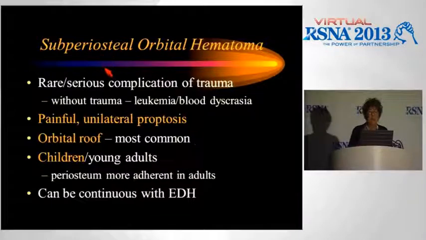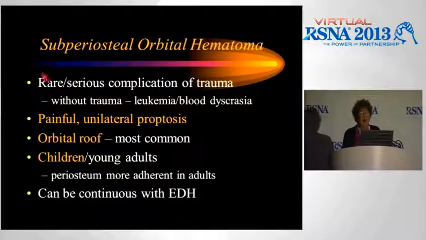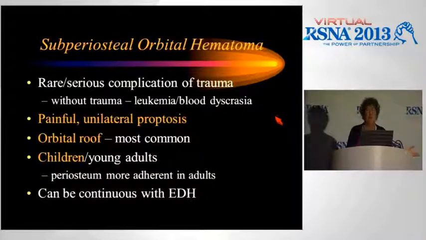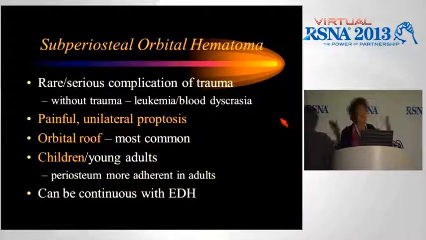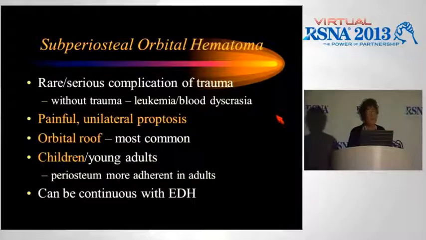Now, the other thing that you might get involved with are these spontaneous subperiosteal hematomas. And they're very rare. It is a serious complication of trauma, but in the non-traumatic setting, it happens in people with blood dyscrasias and leukemias and entities such as those. Painful unilateral proptosis. Well, what do people with pseudotumor show up with? Painful unilateral proptosis and ophthalmoplegia. So you must be able to distinguish these.